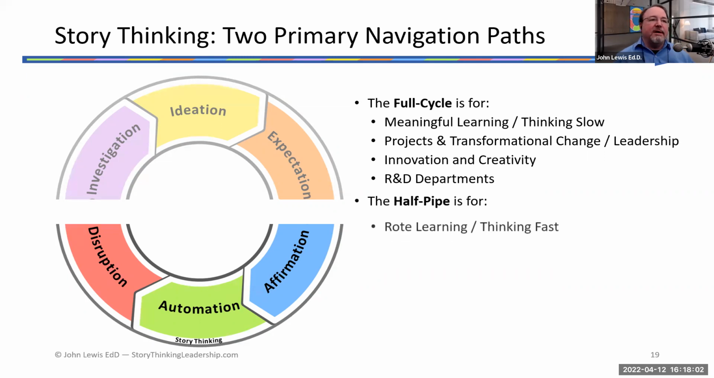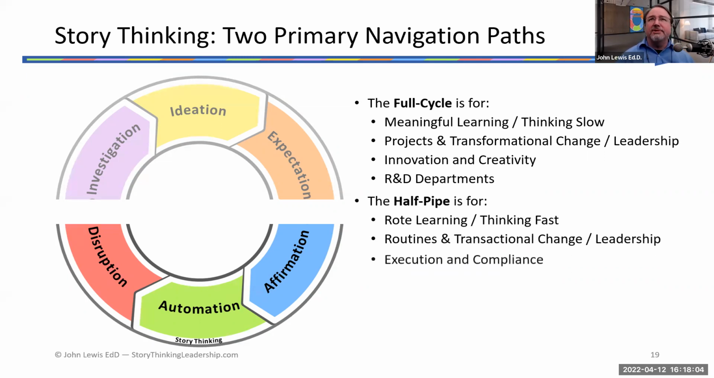This is called the half pipe. I call it the half pipe because if you've ever seen snowboarding, that's what they call the bottom half of a cycle. It's the half pipe. What's it for? It's for rote learning, routines and transactional change, execution and compliance, operations departments.